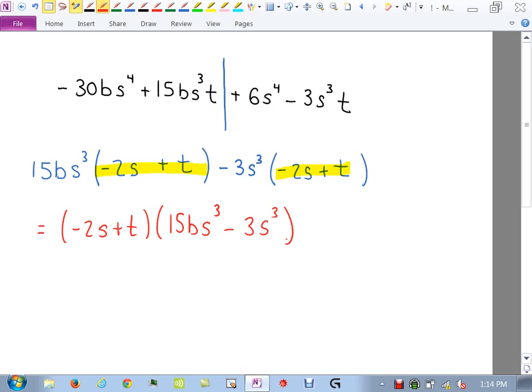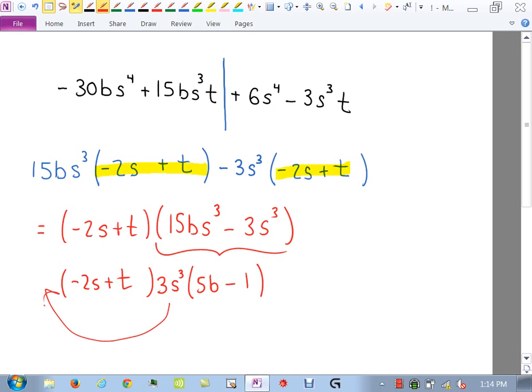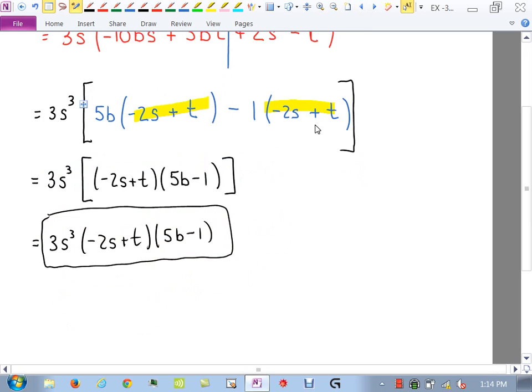So if you recognize that, you could take this and say, oh, okay, that is 3. I pull a 3 out, pull an s cubed out. I'm left with 5b minus 1, right? You agree? And then what do we have sitting in front of that? Negative 2s plus t. Does that look like our answer before? If I move this out here, is that the same thing? That's the same thing. See?